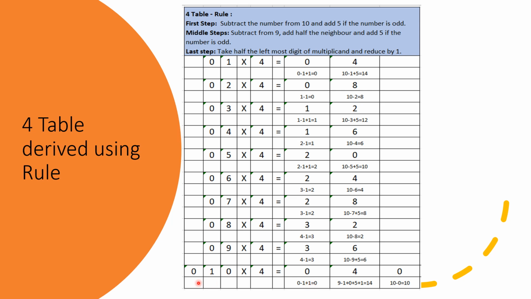Here, as the rule applies, you will have to consider the number 1 and half of it. So 0 minus, and the rule of reduce it by 1, so it is 0 minus 1, and plus 1 is a carry forward, so it is plus 1. So it becomes 0 minus 1 and plus 1 is 0. So this is how the table can be derived using this rule.